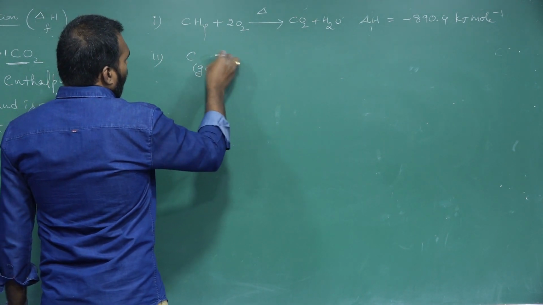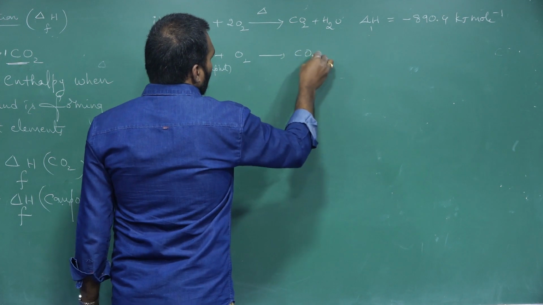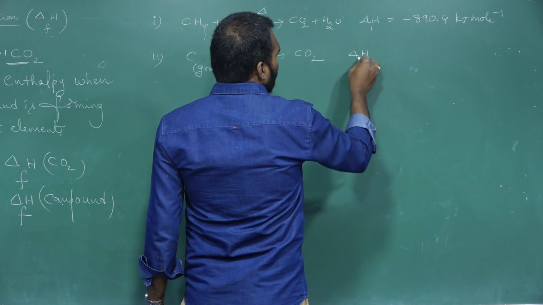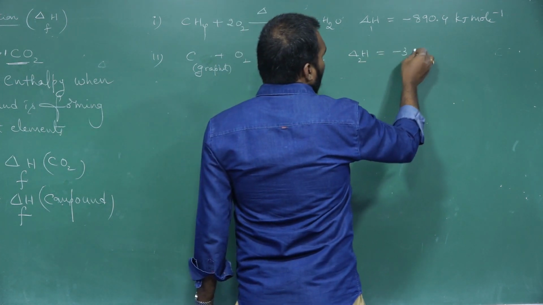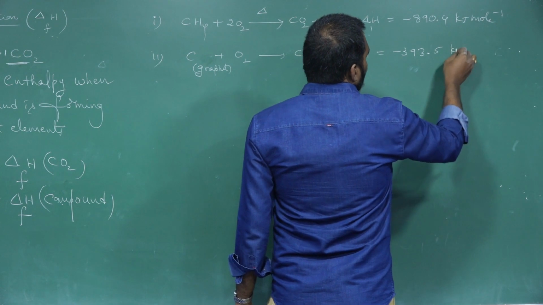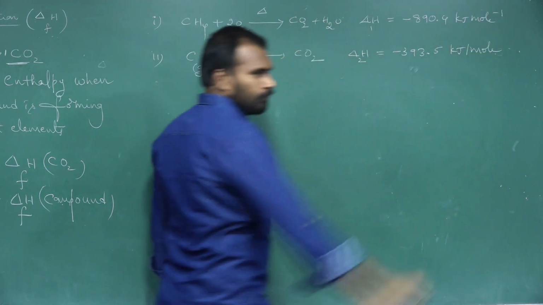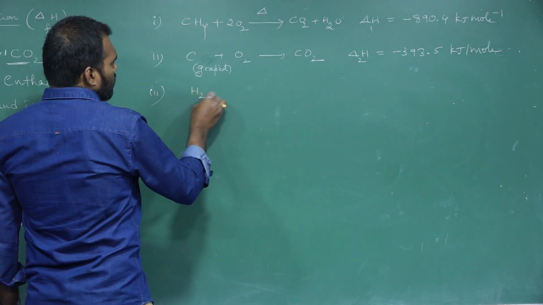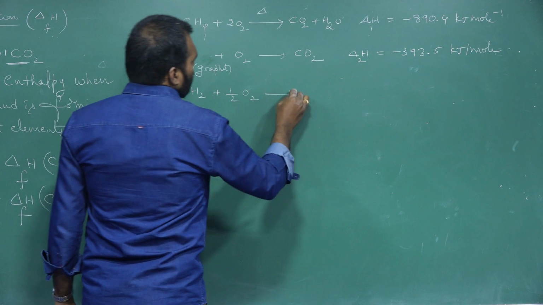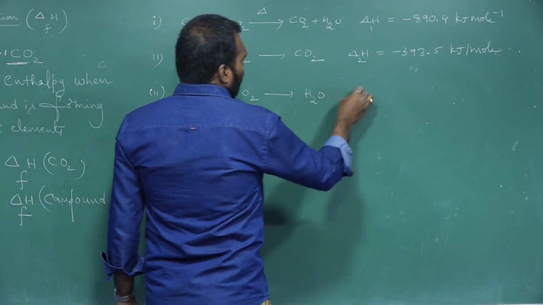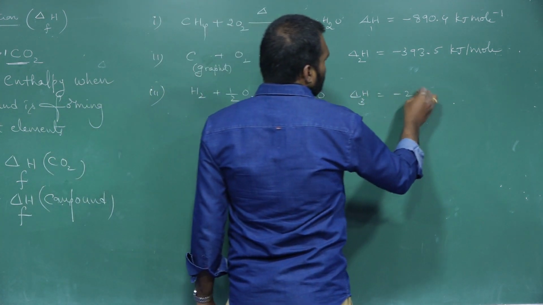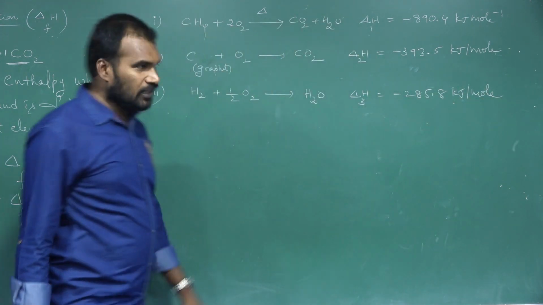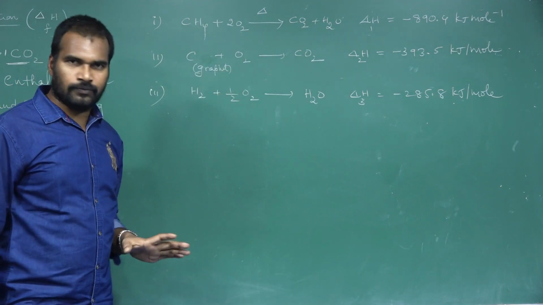The second equation: graphite carbon on combustion gives CO2. Here the enthalpy of combustion del H2 is equal to minus 393.5 kilojoule per mole. Next, the third equation I have taken is H2 combustion. H2 plus half O2 gives rise to H2O, and whose enthalpy of combustion is minus 285.8 kilojoule per mole. So three combustion reactions they have given.